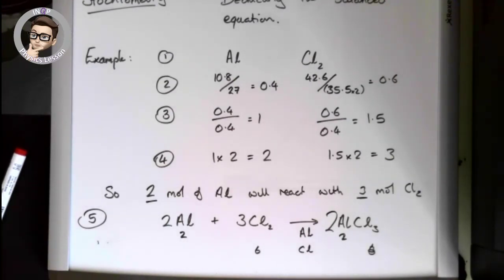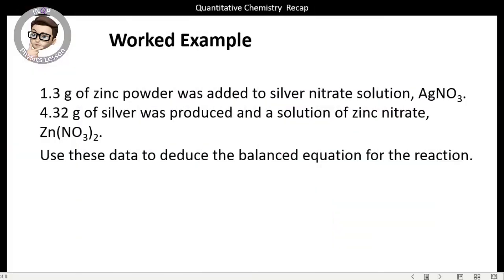Okay, so that is one of the examples I've got. I think I've got a second one. Yeah, let's do a second one just to make sure we've understood this, because this is sort of new. So this time we're going to deduce the balanced equation when 1.3 grams of zinc powder was added to silver nitrate solution AgNO3. 4.32 grams of silver was produced and a solution of zinc nitrate Zn(NO3)2. Use these data to deduce the balanced equation for the reaction.